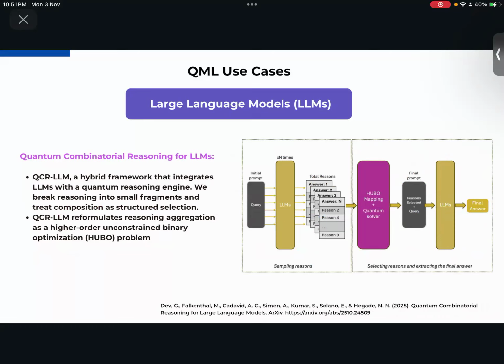There is also research that was published a few days ago, and it's quite interesting, in large language models. Using quantum machine learning, or basically quantum combinatorial reasoning, they were able to perform higher-order unconstrained binary optimization, or create HUBOs, where they break the reasoning into small fragments and treat them as structured selections, which really improves the reasoning in large language models. I can also share the paper for more details.